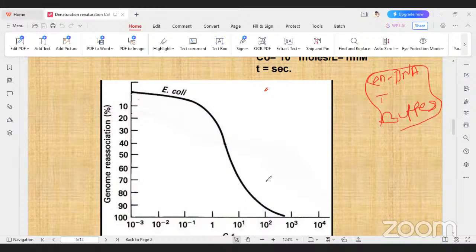Let's see, if we take the graph, this is Cot value on the X axis, and here the single stranded DNA percentage, or genome reassociation percentage, on the side. Here, which DNA reassociates, double stranded DNA or single stranded DNA? Single stranded DNA gets reassociated, right?